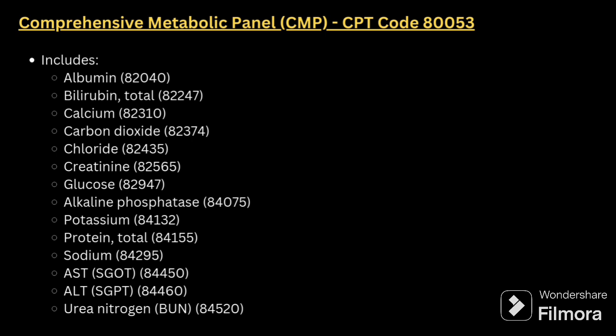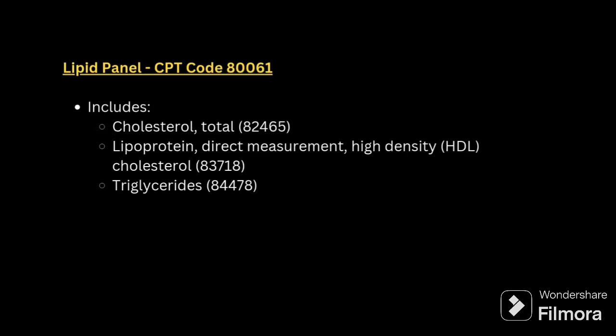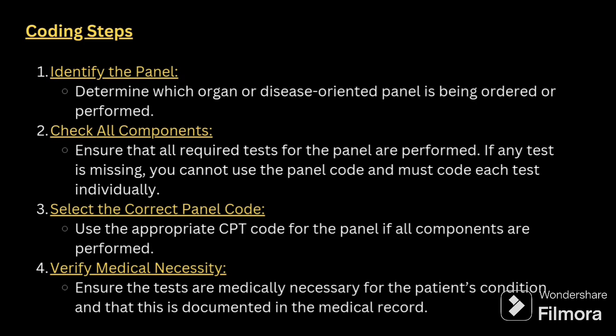Next, the comprehensive metabolic panel, 80053, also includes all the tests. If all the tests are performed, only then can you give 80053. If any of the tests is left out, you have to code each test individually. And for the lipid panel, the code is 80061. It includes all the tests, that is cholesterol, lipoprotein, triglyceride. If everything is performed, then only you have to give 80061.